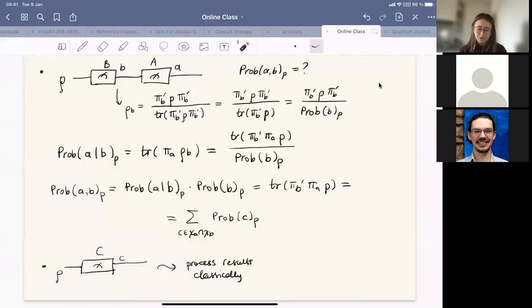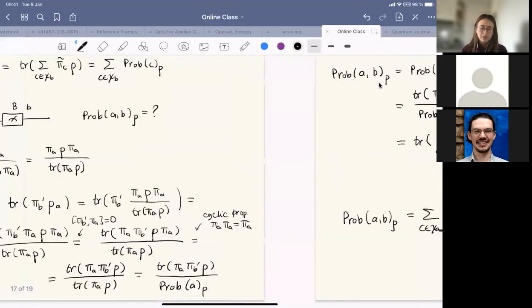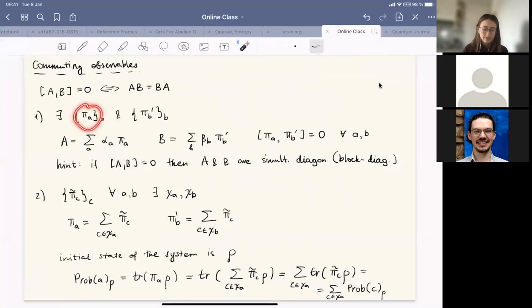One final question is how we find this more fine-grained observable C. So how we define this set of projectors pi c tilde. One way to do so, also as a hint, is to again consider that when we were constructing the projectors pi a and pi b prime, we made sure that pi a and pi b prime commute for all a and b, which means that pi a and pi b prime in their own turn can be simultaneously diagonalizable, and hence from this you can already infer a more fine-grained description of these projectors.